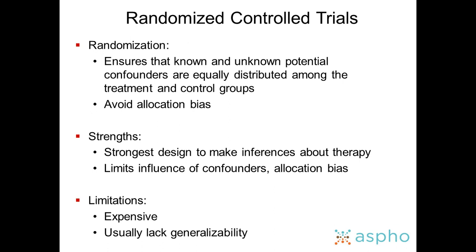So randomized trials, I think we're all familiar with what they are. The real benefit of randomization is that it ensures that known and unknown potential confounders are equally distributed between your treatment and control group. It also, if done appropriately, avoids selection bias so that your treatment and control groups should be similar. The strength of an RCT is that it's the strongest design to make inferences about therapy, and if done appropriately, it limits the influence of confounders and selection bias. Of course, it can be done inappropriately too. That's a different topic. The limitations of an RCT are that it's expensive, and usually they are less generalizable.